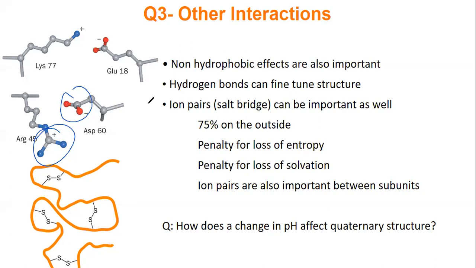Are salt bridges similar to disulfide bonds then? No. And the reason why is that salt bridges are non-covalent. These form an ionic bond, or ionic, not even a bond. I hesitate to call that a bond. It's more like an ionic interaction.